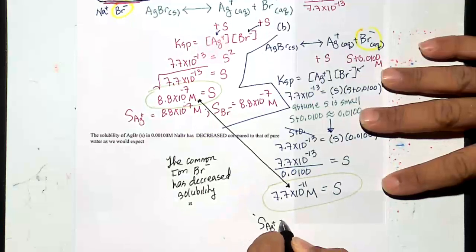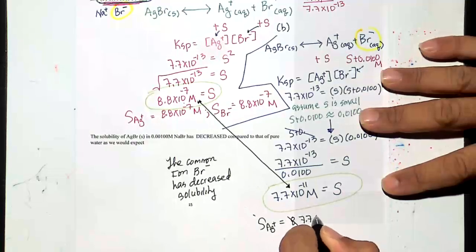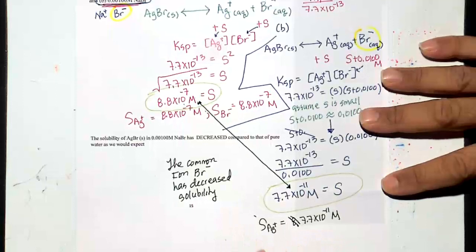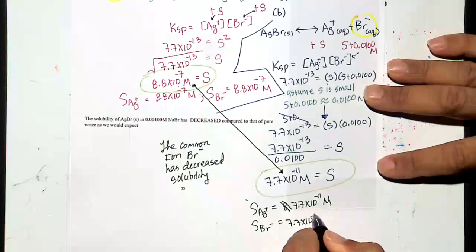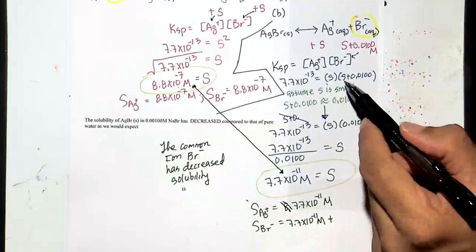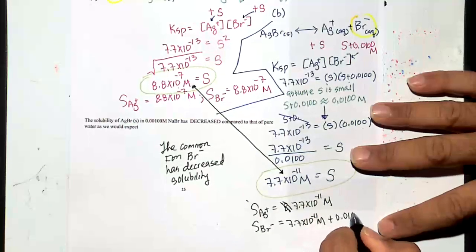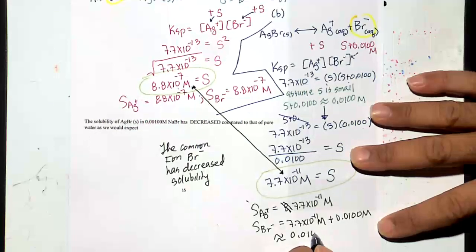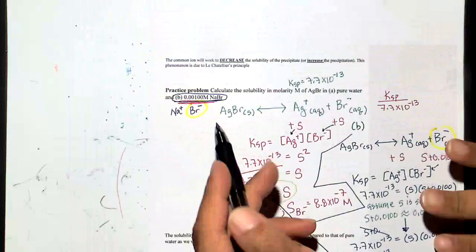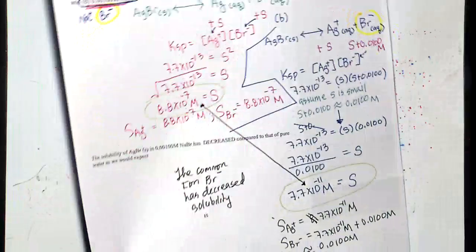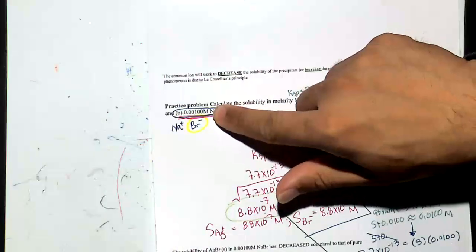All right, so the solubility of Ag plus is 7.7 times 10 to the minus 11 molar. The solubility of Br minus is 7.7 times 10 to the minus 11 molar plus 0.0100. And that's really just 0.0100, since 10 to the minus 11 plus 0.01 is 0.01. You can see most of the Br minus has come in the form of the 0.01 Br minus, the new solvent with the common ion.